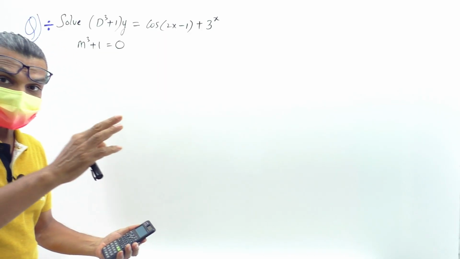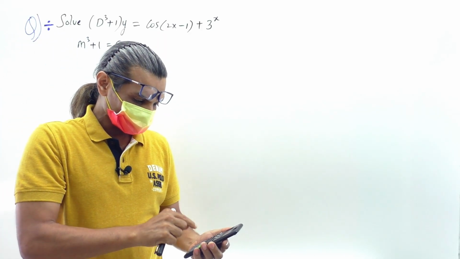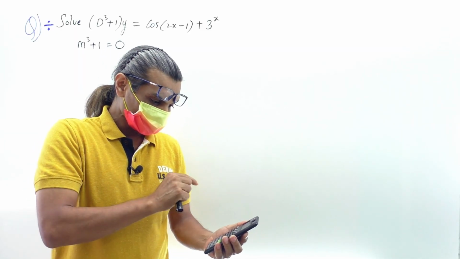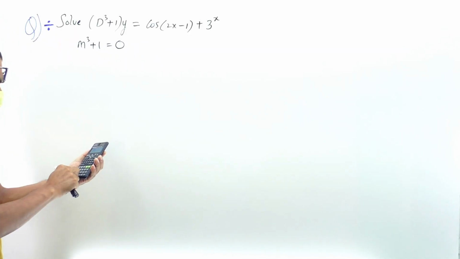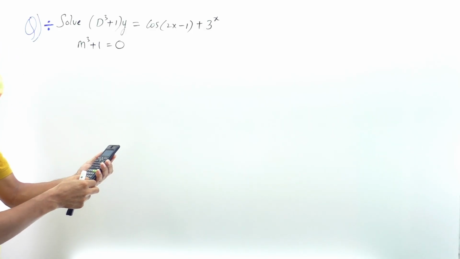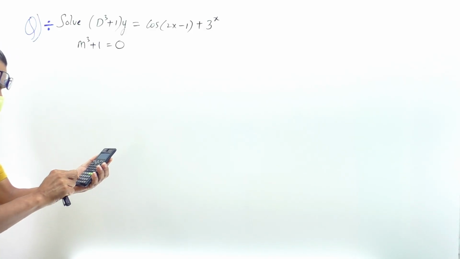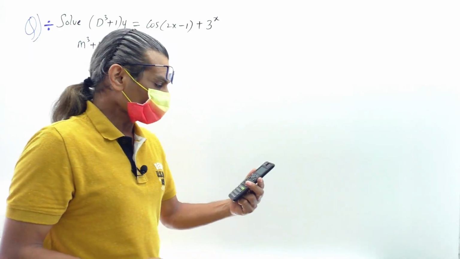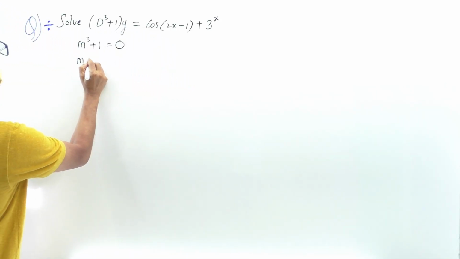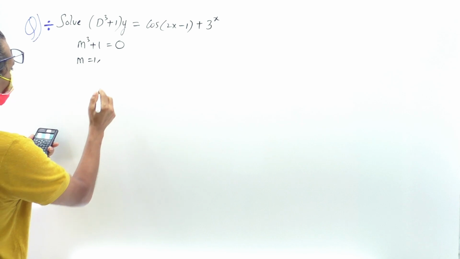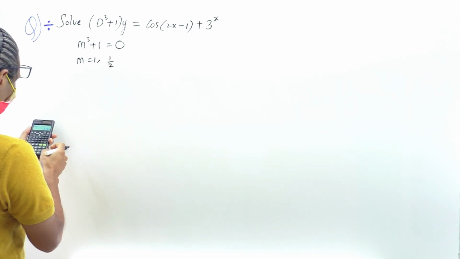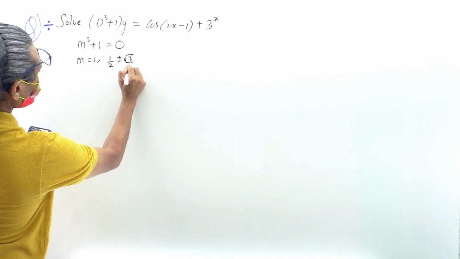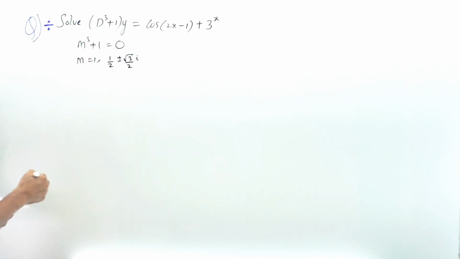That's why you can use a calculator. You can go to mode, equation 4, that is ax cube plus bx square plus cx plus d. Then the coefficient of m cube is 1, m square is 0, m is 0, and the constant is 1. Now we get the roots here. Roots are m is equal to minus 1, and 1 by 2 plus or minus root 3 by 2 i. That's all. These are the roots.